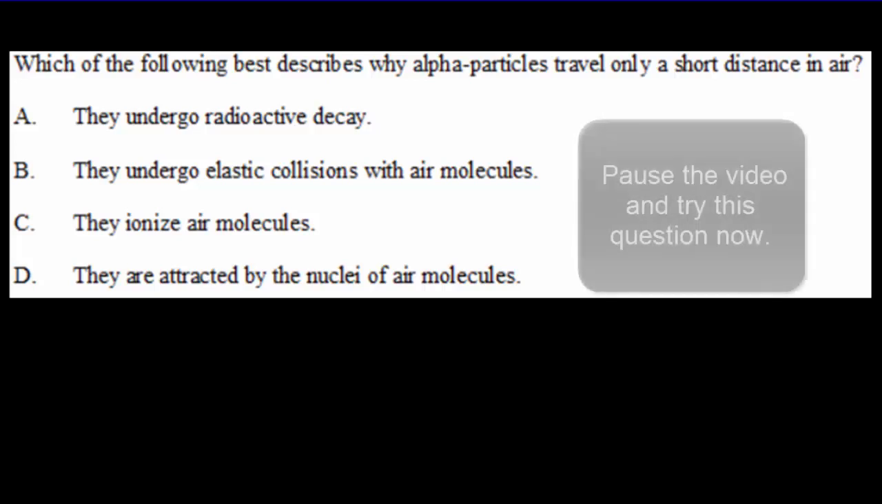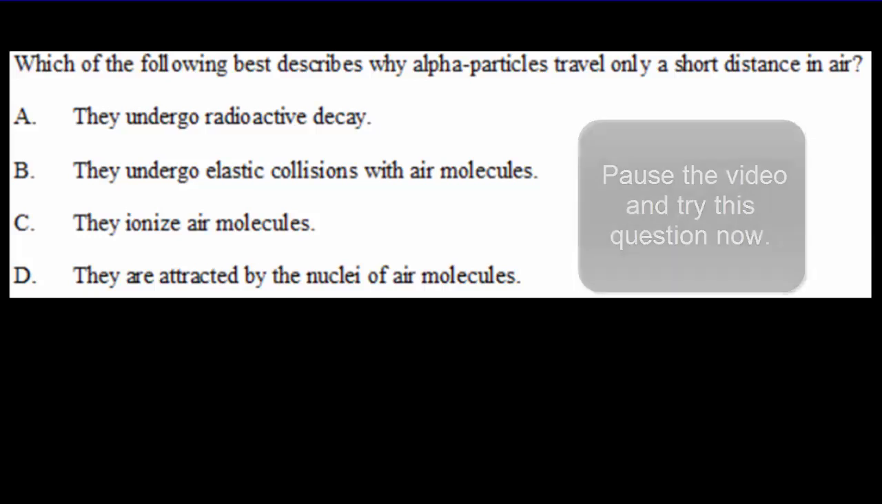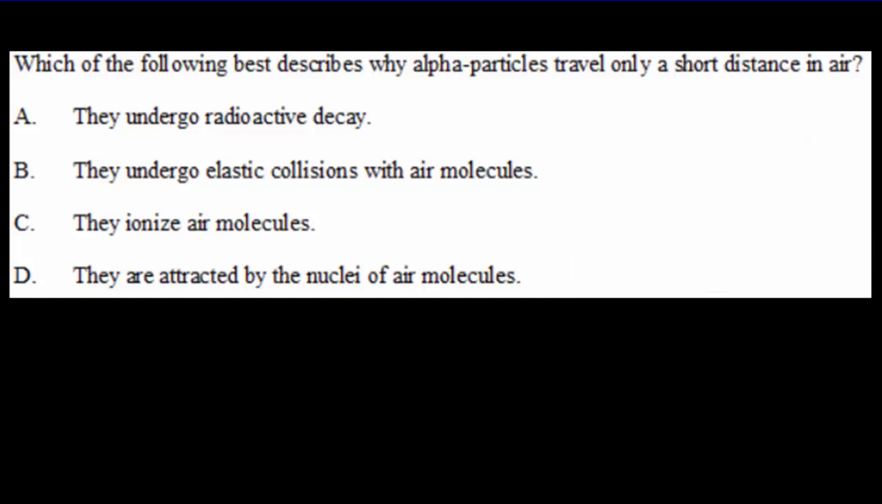Let's review with a few IB questions. So pause the video, try the question, come back for the answer. So why do alpha particles only travel such a short distance in air? A, because they undergo radioactive decay. No, alpha particles are very, very stable. They do not undergo radioactive decay. B, they undergo elastic collisions with air molecules. Well, that sounds kind of right, but beta particles do that as well. So it's not a great answer.